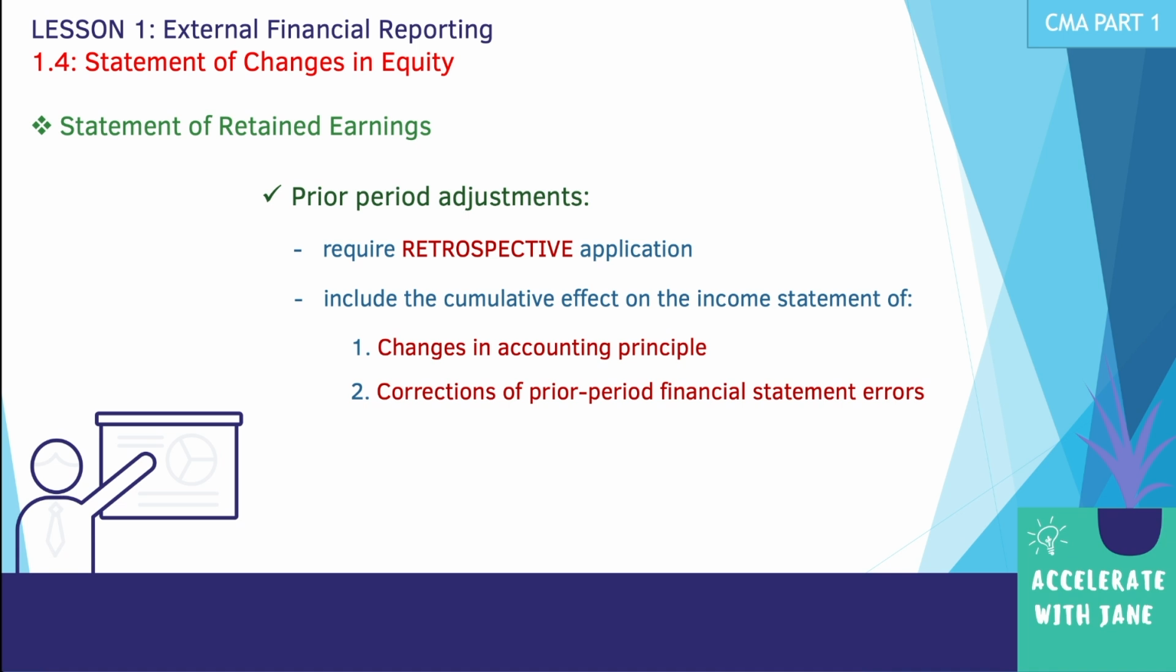Now, when we say correction of prior period financial statement errors, this simply means correction of prior period errors and any cumulative effect of changes in the accounting principle. Note that these must not be included in the calculation of the current period net income. So in other words, it should not affect the current period net income.